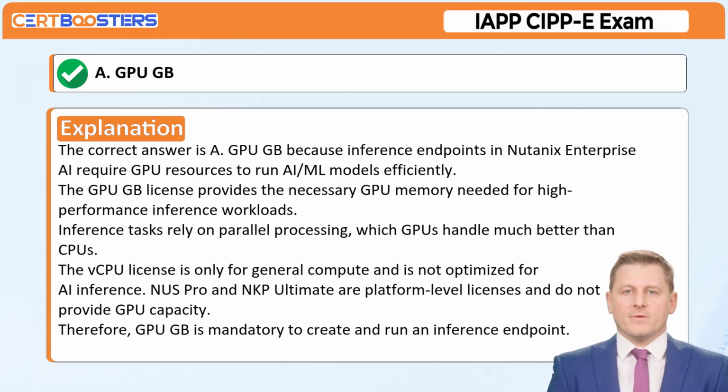GPU GB, because inference endpoints in Nutanix Enterprise AI require GPU resources to run AI ML models efficiently. The GPU GB license provides the necessary GPU memory needed for high-performance inference workloads. Inference tasks rely on parallel processing, which GPUs handle much better than CPUs. The vCPU license is only for general compute and is not optimized for AI inference. NUS Pro and NKP Ultimate are platform-level licenses and do not provide GPU capacity. Therefore, GPU GB is mandatory to create and run an inference endpoint.